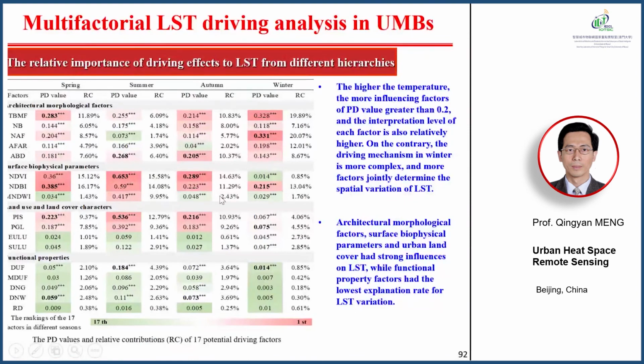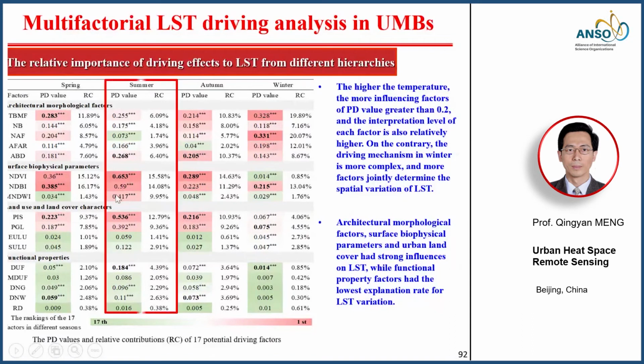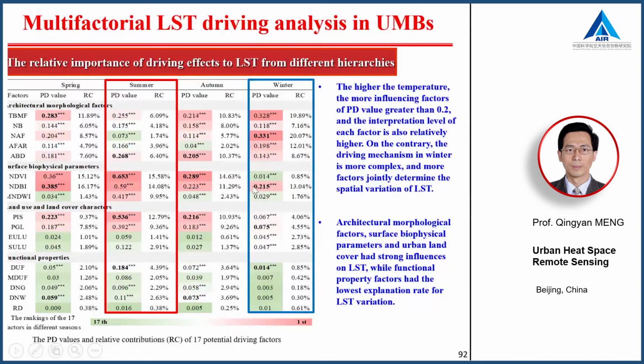Yes, just like it. This is the relative importance of the driving effect of LST from the different hierarchies. You can see from this picture that the higher the temperature, the more influencing factors of the PD value, and the relative contribution of the 17 potential driving factors, and the interpretation level of the factors is also relatively high. On the contrary, the driving mechanism in the winter is more complex, and more factors jointly determine the spatial variation.